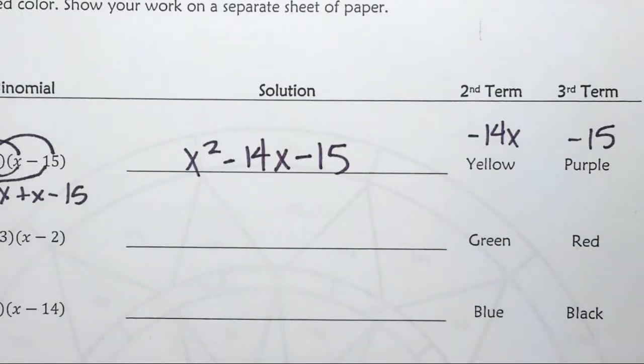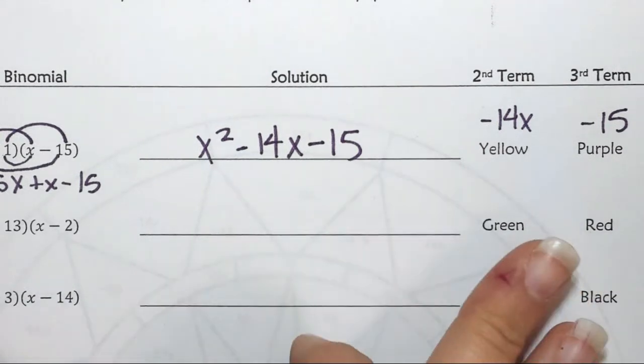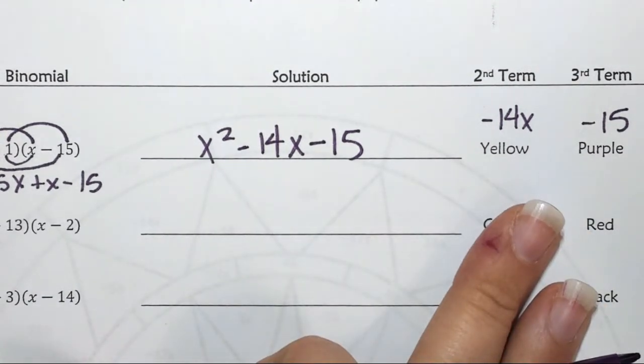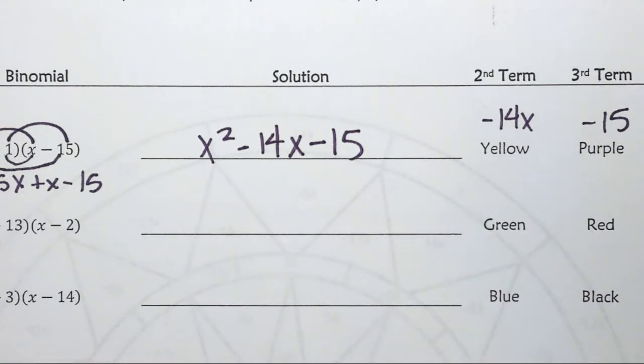Alright. Get started. If you have questions, ask them. Work on it. Use your notes. Keep your notebook open to the FOIL page so that it helps you. Don't just sit there. And we're going to hang our color stars up at the end, so make sure they're good.